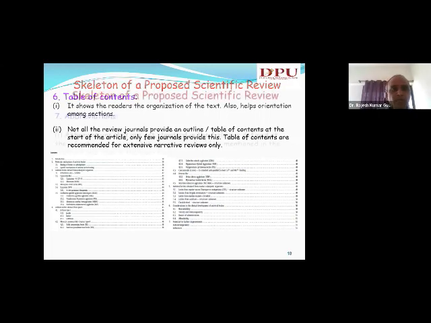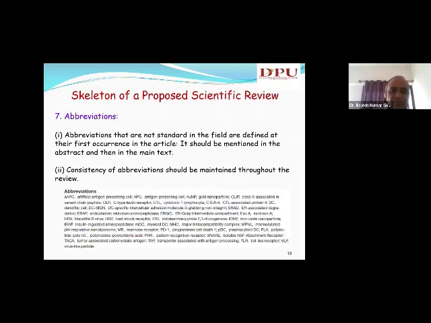Now coming to abbreviations basically. Abbreviations that are not standard in the field are defined at their first occurrence in the article. It should be mentioned in the abstract also, and then in the main text. Consistency of abbreviations should be maintained throughout the review. You should not forget that at one place you have mentioned the abbreviation and at another place you are writing the full form. Normally at the end of the paper, in our Bioscience Reports paper, we have given all the major abbreviations at the end. So first abbreviation and then full form is written in that.